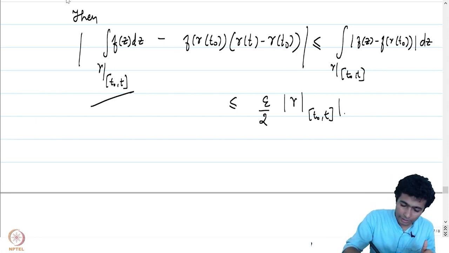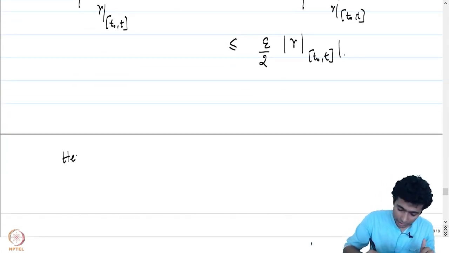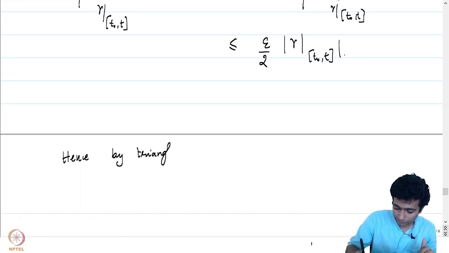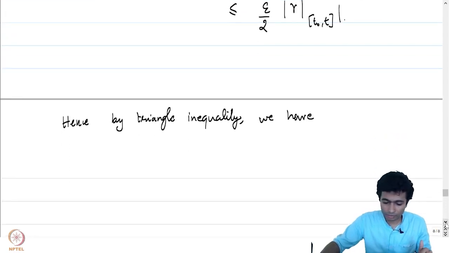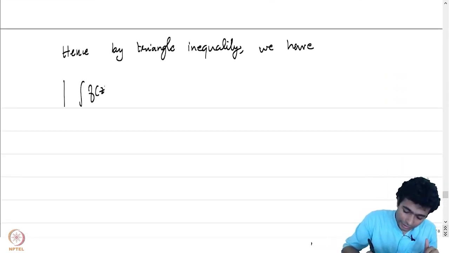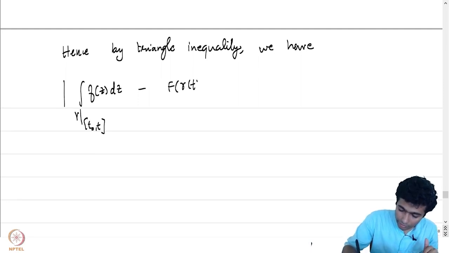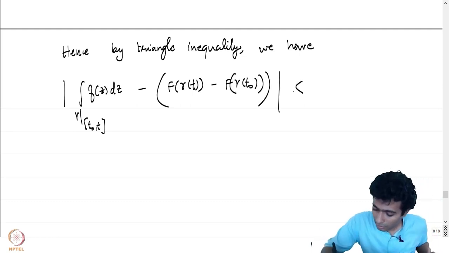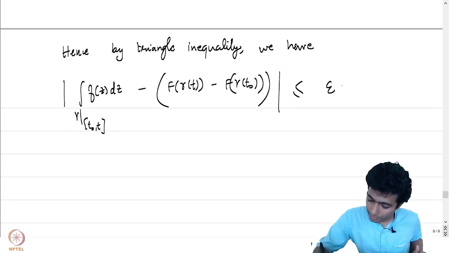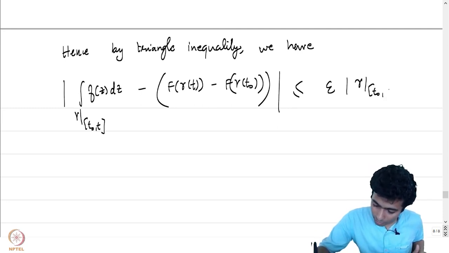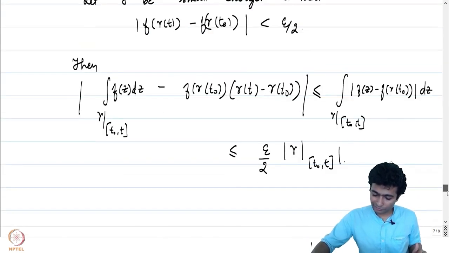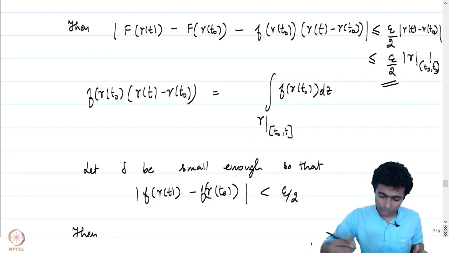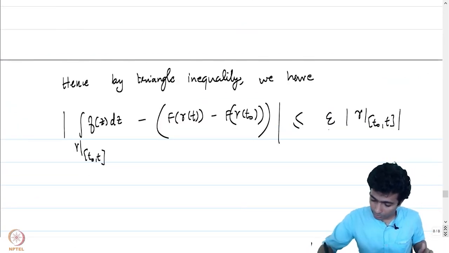So, let me now write down by using triangle inequality. Hence, by triangle inequality, we have, by adding and subtracting the terms, integral of f of z dz over gamma restricted to t naught comma t minus f of gamma of t minus f of gamma of t naught. This term is approximated by epsilon times the arc length of gamma restricted to t naught comma t. Notice that the epsilon by 2 was picked precisely for that. There is this epsilon by 2 and there is this epsilon by 2. Both of them will contribute to the epsilon here.